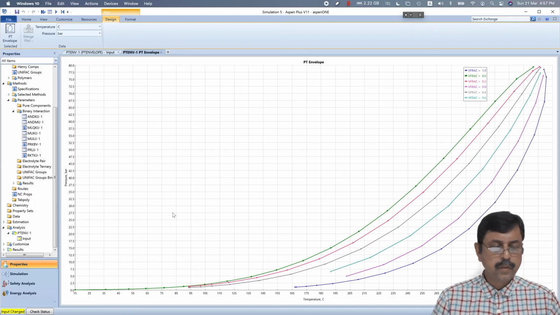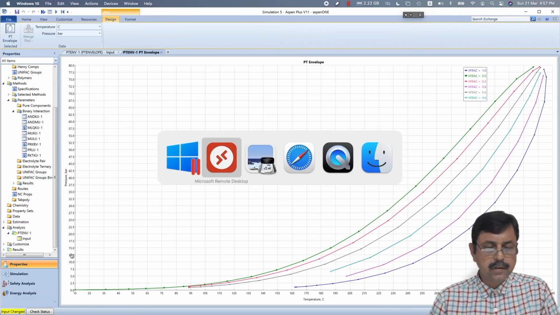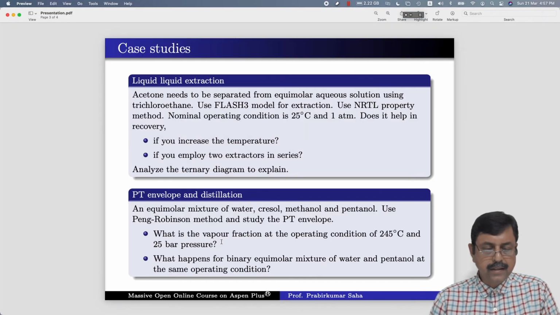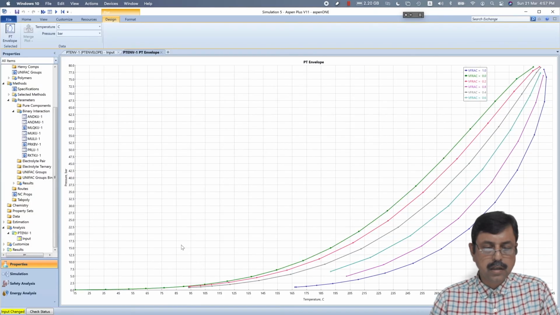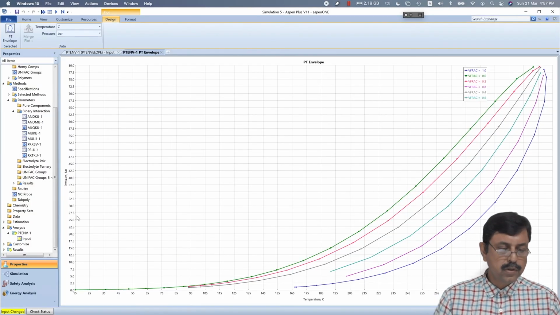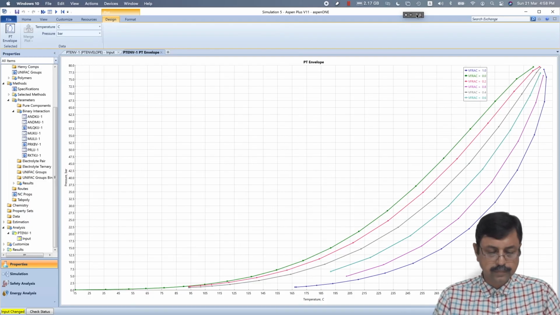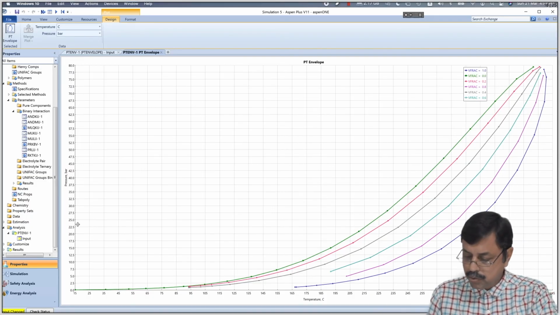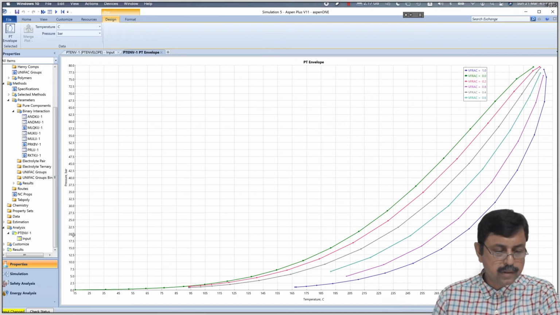Now, question is, what is the vapor fraction at operating condition 245 degrees centigrade and 25 bar pressure? So it is 25 bar pressure. So 25 bar pressure means this line.